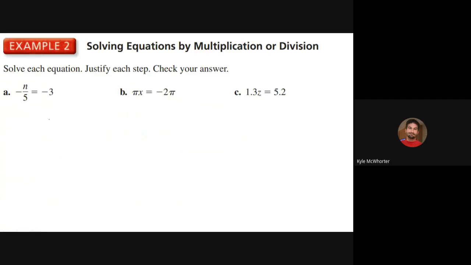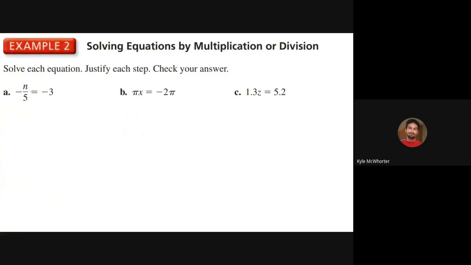For this first one, negative n over 5 equals negative 3. Sometimes we look at that and think, this is a fraction, what's going on? But a fraction really just means top divided by bottom. So this is really saying n divided by 5, and it's negative. What's happening to the n right now is it's being divided by 5. And technically, it's also being multiplied by -1.